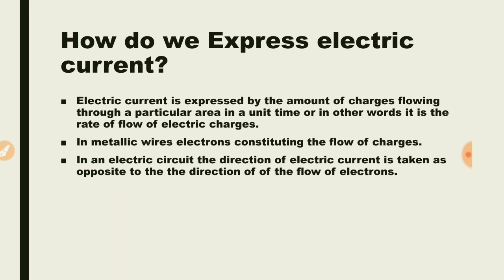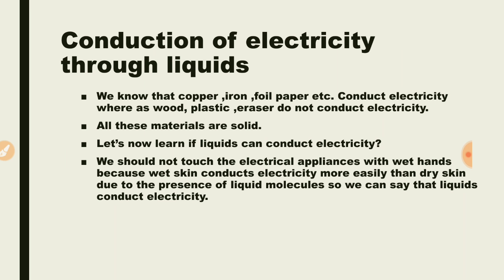And what is the direction of electric current? It is taken as opposite to the direction of flow of electrons. So electrons flow from negative to positive terminal, and the direction of current is from positive terminal to negative terminal.